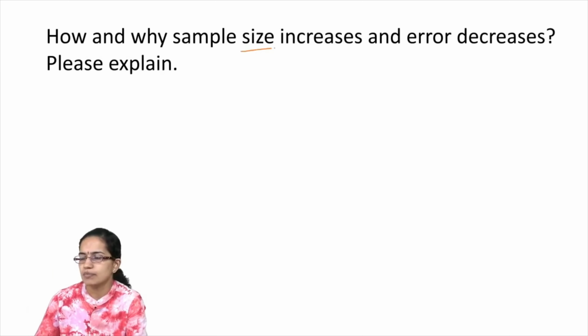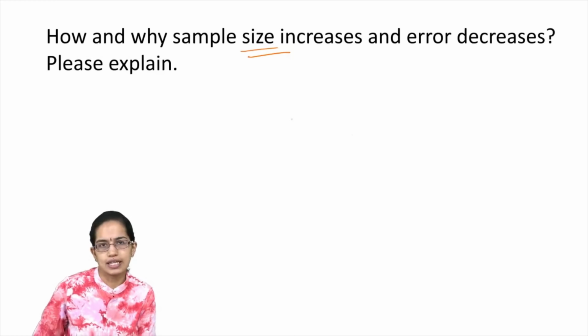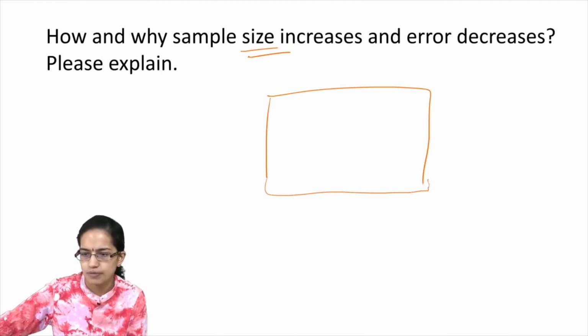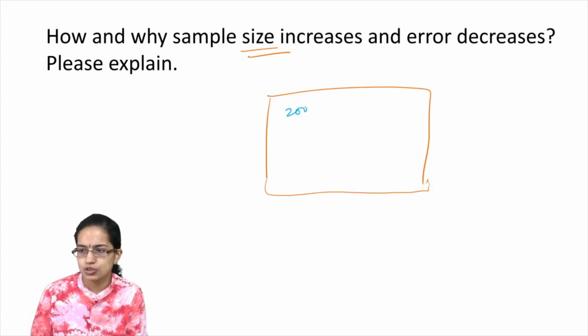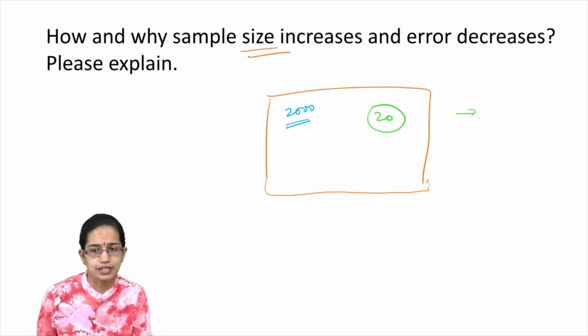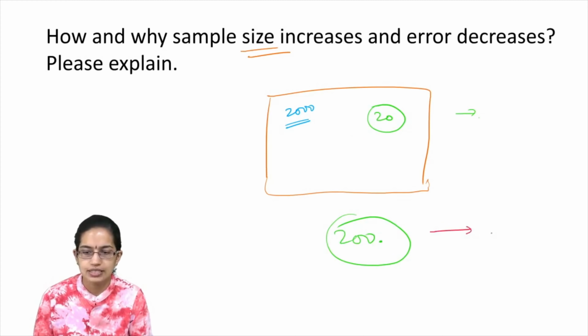Now this is a very important question that was sent in. How and why does sample size increase and error decrease? So let's say I have 2000 students here. Okay, now understand my sample size is 2000. Of this 2000, initially I take 20 students in the first round, so my sample is not that accurate. Now I take 200 students of this. What would happen? My sample size has increased.